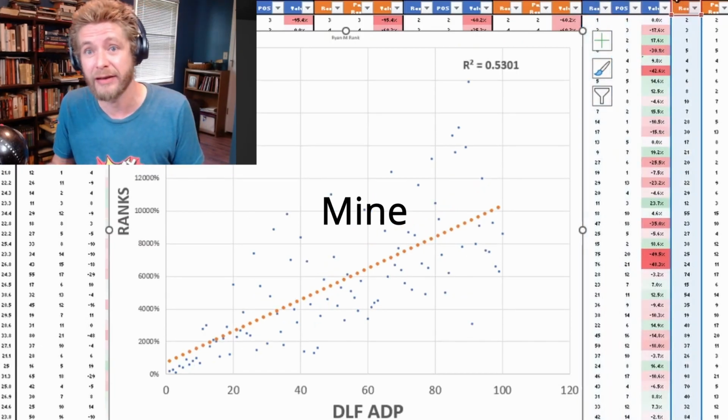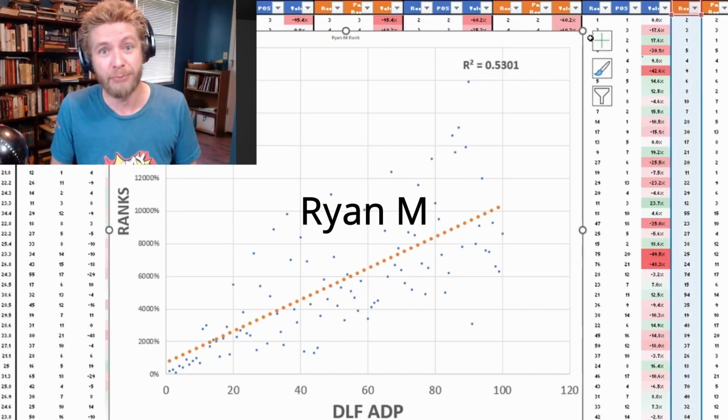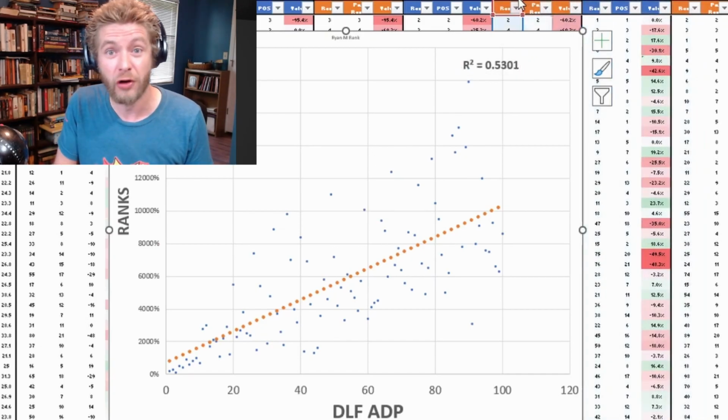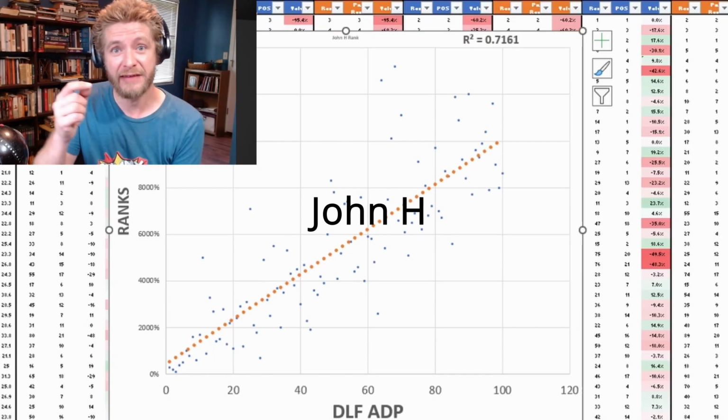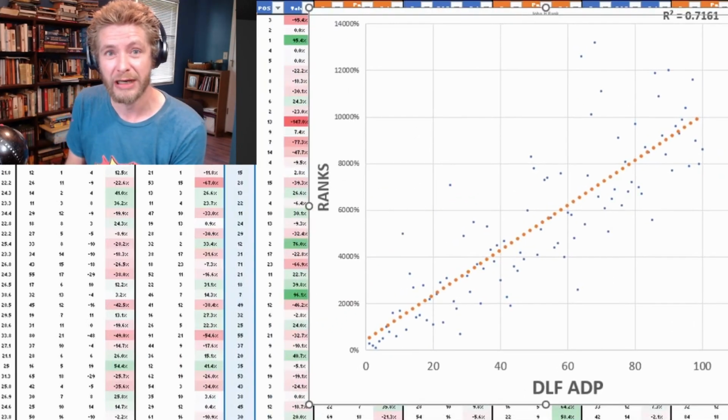On that game, technically John H, whoever John H is at DLF, is actually beating me at it because his ranks correlate to ADP a little bit more, and he's taking fewer shots, and he's not doing them more strongly, actually, but I thought that was interesting.